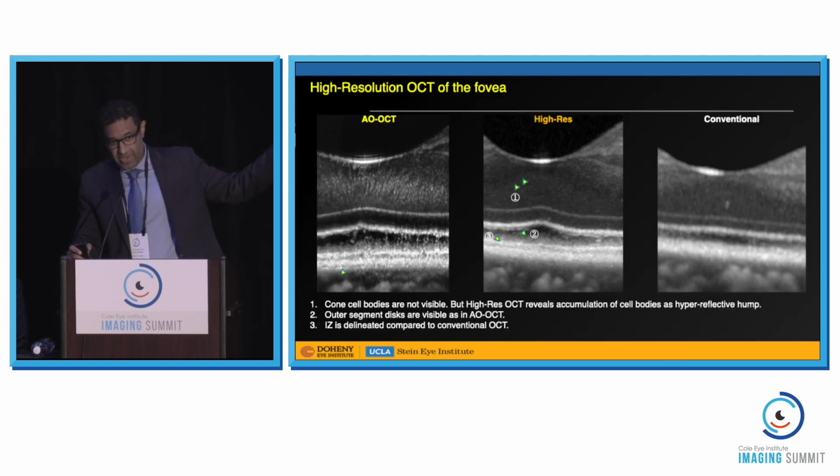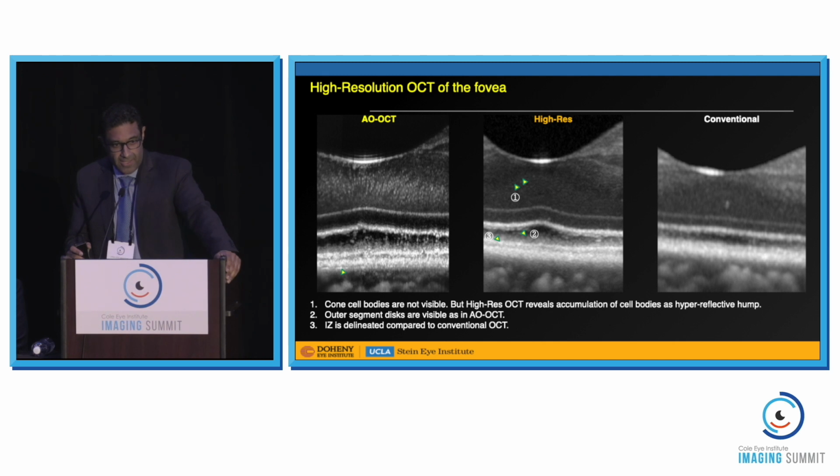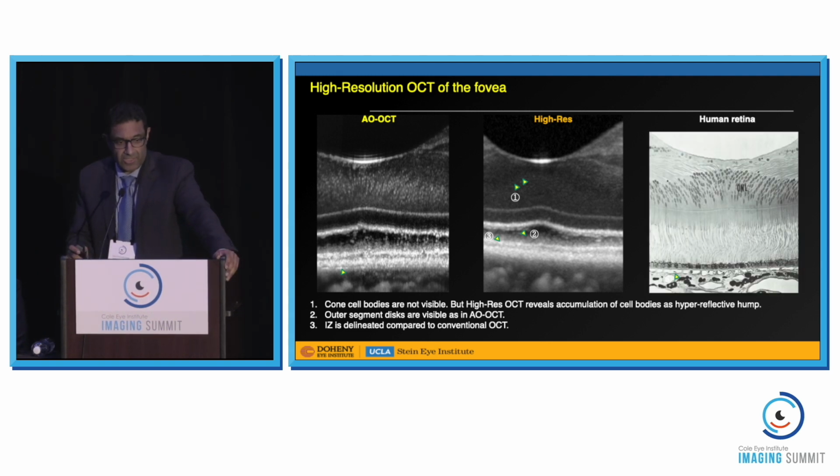But maybe the holy grail is applying both adaptive optics and improvements in axial resolution, so you get the benefit of both transverse and axial resolution improvements. The far left is a Canon prototype AO-OCT system. But again, you can appreciate the improvement in the visualization of outer retinal bands, even achieved with high-resolution OCT without the aid of adaptive optics.